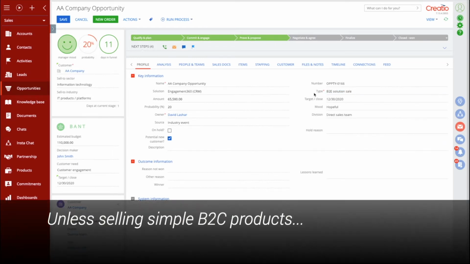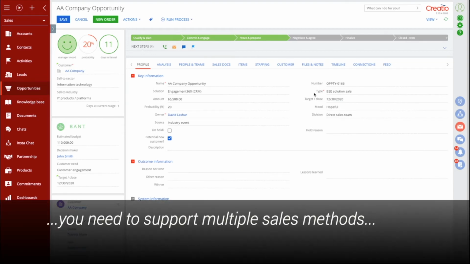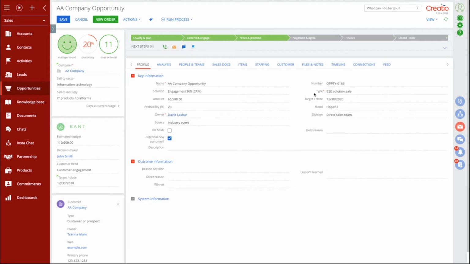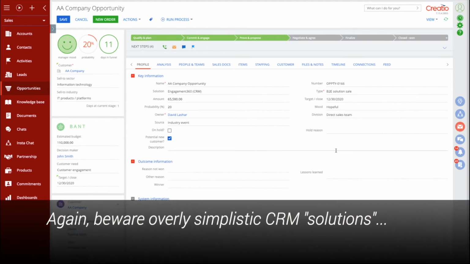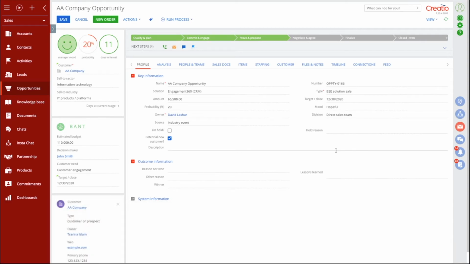Again, it is very rare for an organization engaged in solution selling to have only one way of selling. This functionality that we're discussing here can therefore be very relevant and valuable, and is not easily supported, if supported at all, on other CRM platforms that are available on the market.